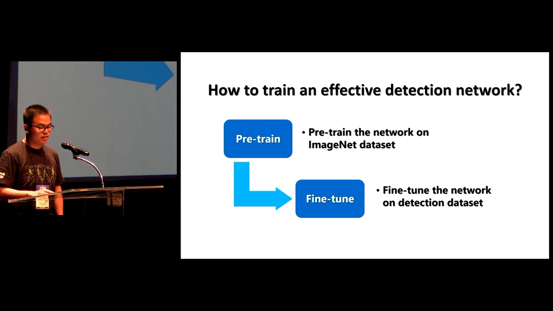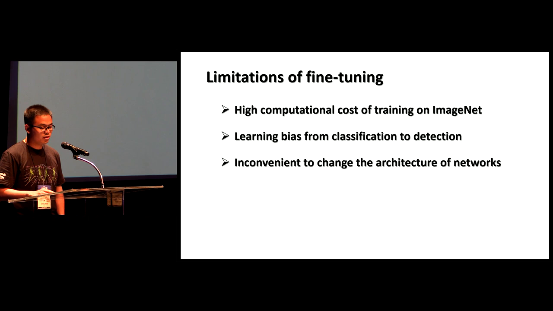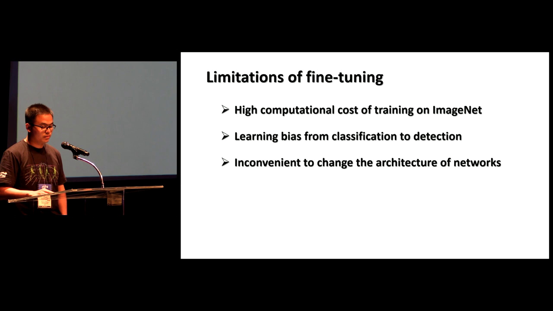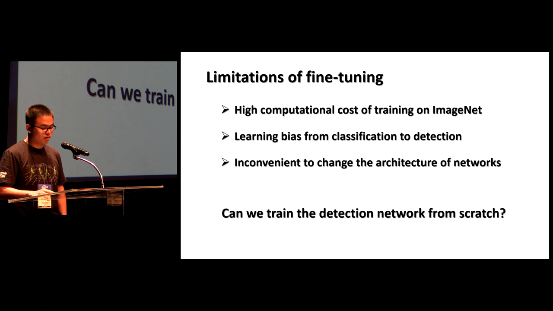Although the two-step detection approach has made much progress, it mainly suffers from three issues. The first one is the high computational cost of training on ImageNet. The second one is the learning bias from classification to detection. The third one is the inconvenience of changing the architecture of networks. These issues motivate us to ask a new question: can we train the detection networks from scratch? Obviously, the answer is yes.